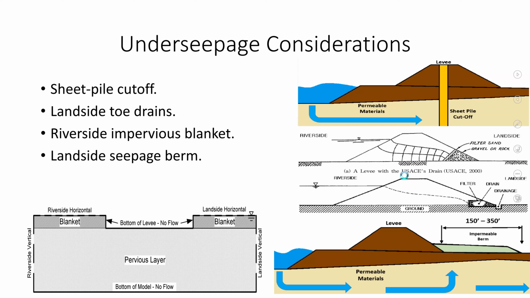And also we have the riverside impervious blanket. It is right here, a blanket on the water side and a blanket on the land side, which is not going to allow seepage beneath the levee. And the last one is going to be the land side seepage berm.